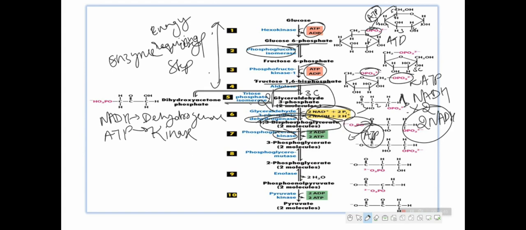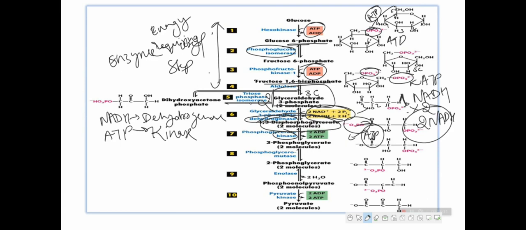So 1,3-bisphosphoglycerate will be converted into 3-phosphoglycerate. This formation takes place by which enzyme? Kinase, because here one phosphate molecule is removed, and during the removal of one phosphate molecule, one molecule of ATP is formed here. And remember that 2 molecules of 1,3-bisphosphoglycerate are present, so 2 ATP are formed here.